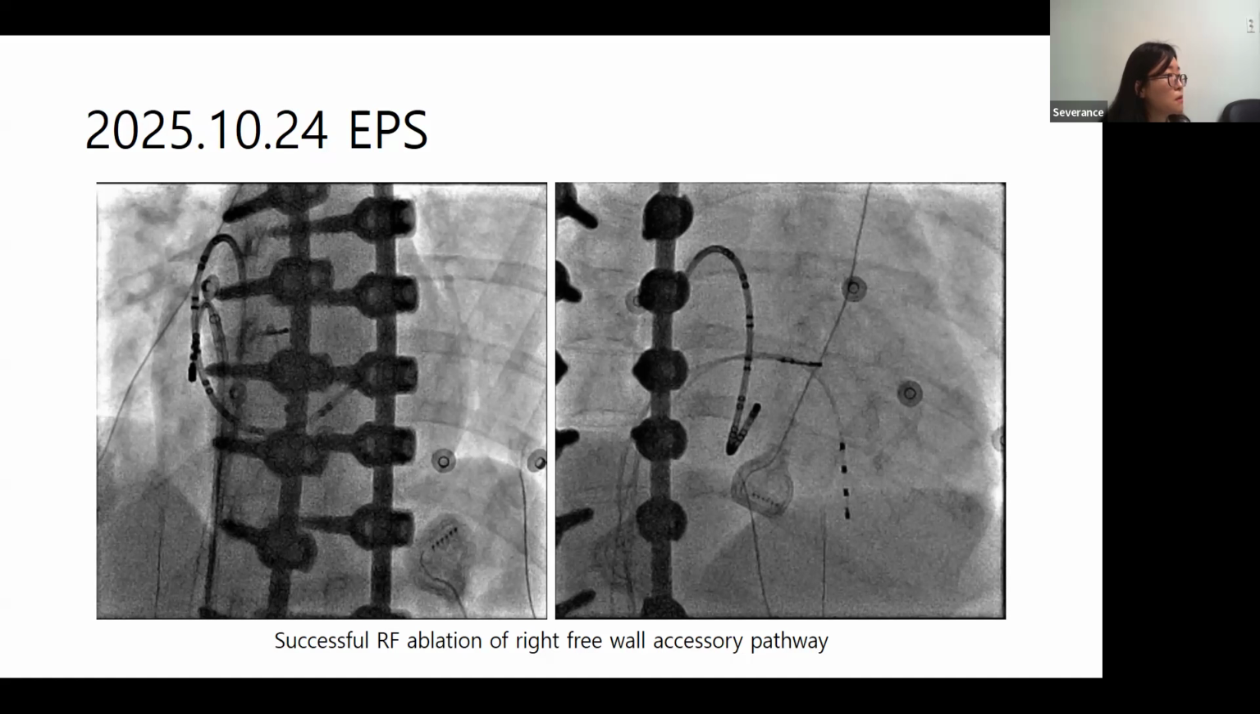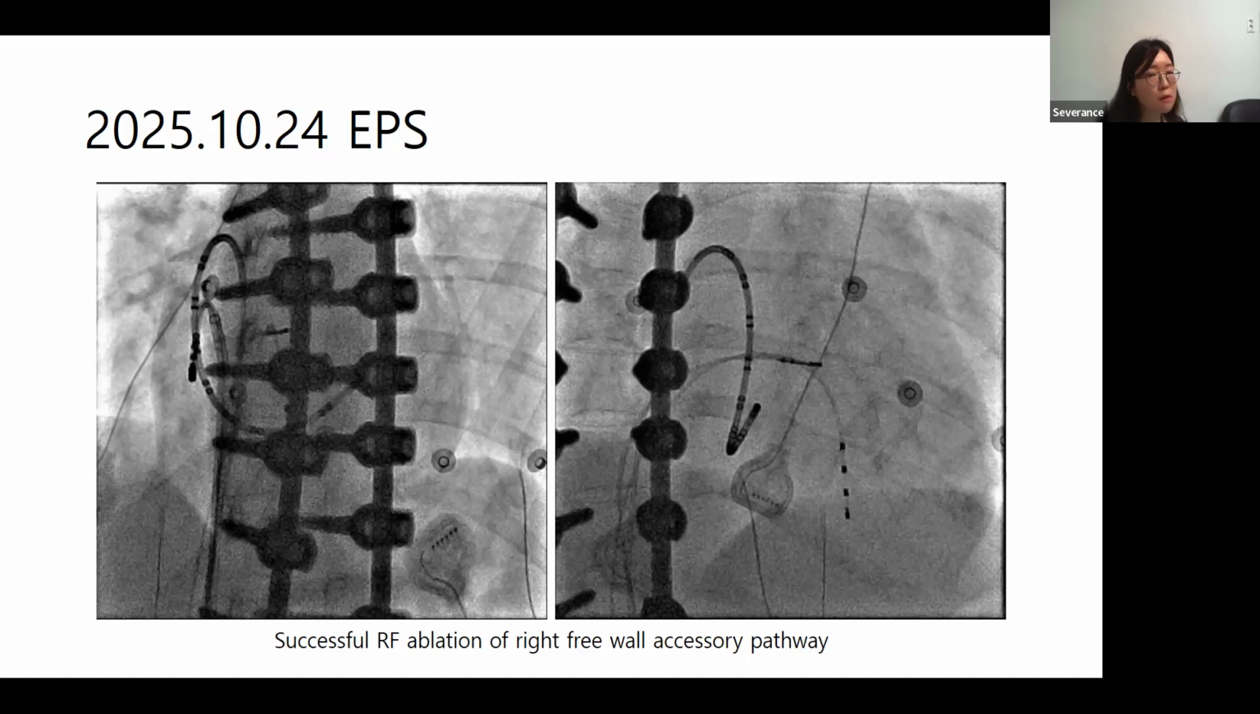The second question is, when ablating, do you need to ablate both the atrial and ventricular ends of the accessory pathway, or can you just ablate one end to terminate the other? Just one shot, one kill. So tracing the accessory pathway potential and ablating at the signal is best.